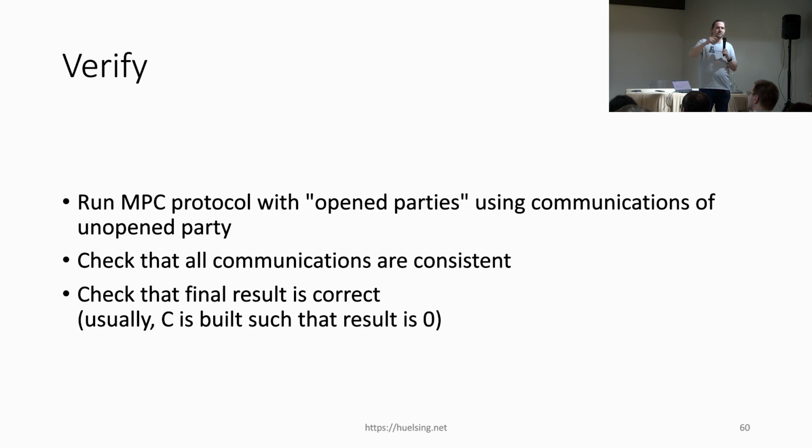And it's really important that you first commit to the inputs of the parties before you get the randomness, because otherwise you can cheat this multiplication trick. This was also something that the Biscuit people got wrong, at least in 3 out of 4 drawings of the protocol.